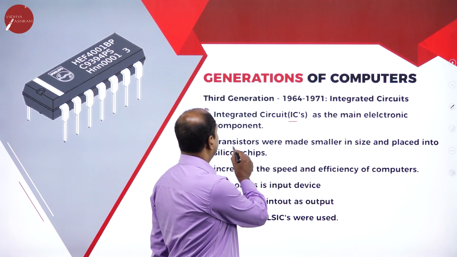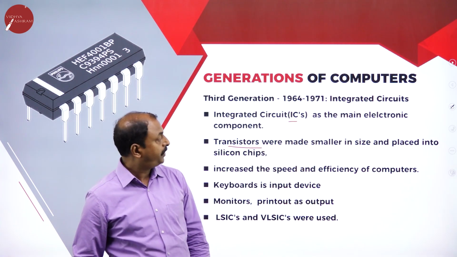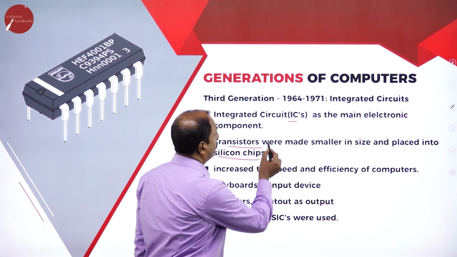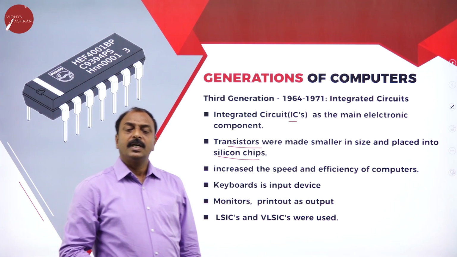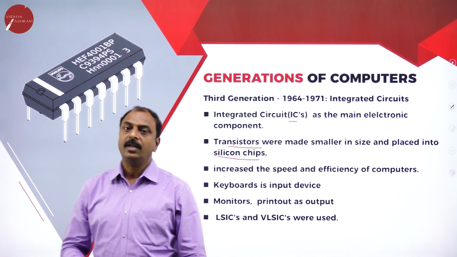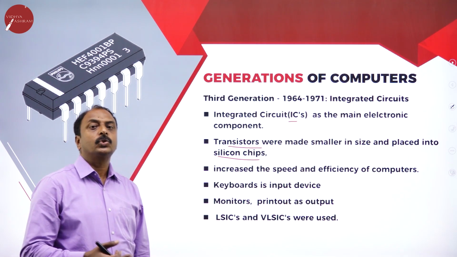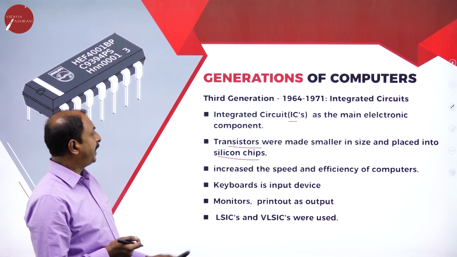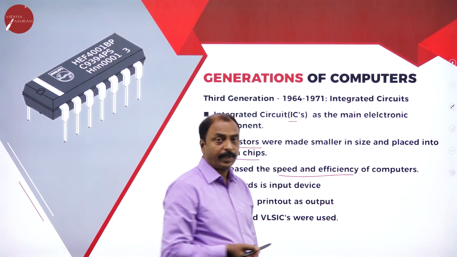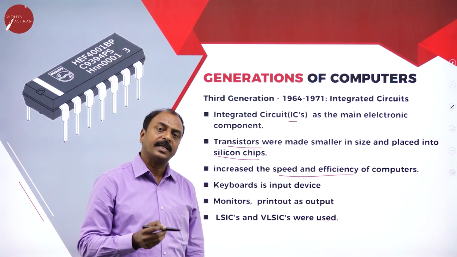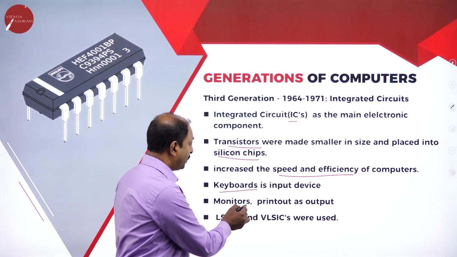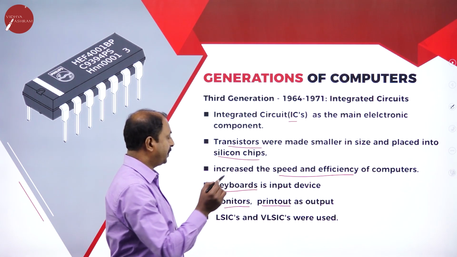Actually, the transistors, as we have seen in the previous generation of computers, were made smaller in size and placed onto silicon chips and called ICs. Means with a number of transistor circuits, they used to make one IC. So you can imagine that one IC is made up of so many transistor circuits. With the help of this, they increased the speed and efficiency as compared to the second generation. And they have started using keyboards as input devices, monitors and printouts as output devices.